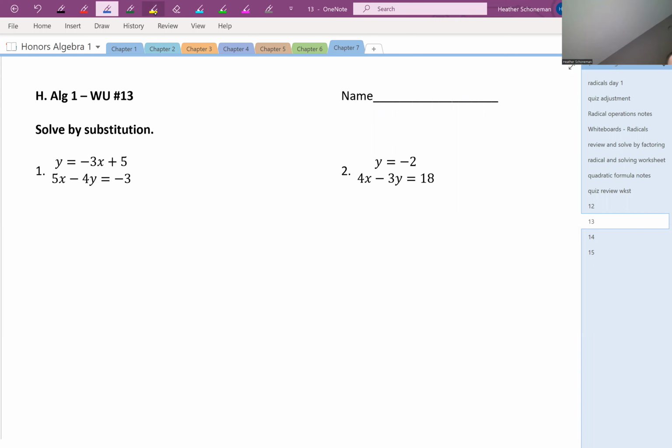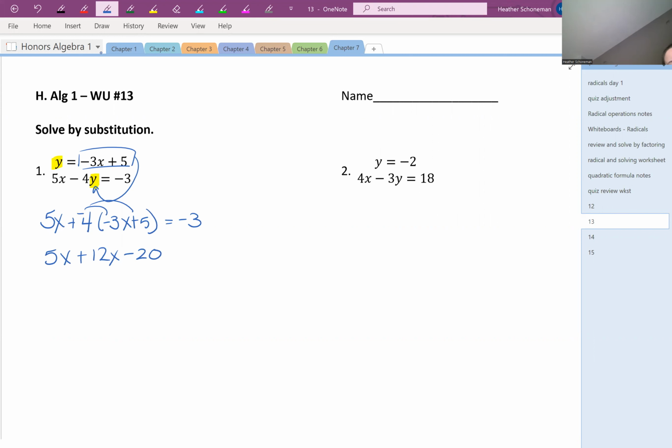All right, substitution. Because this equation says y equals, I can substitute it into the other equation where there is a y. So I can rewrite it as 5x minus 4, and instead of y, we have negative 3x plus 5, and then continue the equation equals negative 3. So now I'm going to simplify. So I get 5x. Remember, I'm distributing a negative 4. So that gives me positive 12x minus 20 equals negative 3.